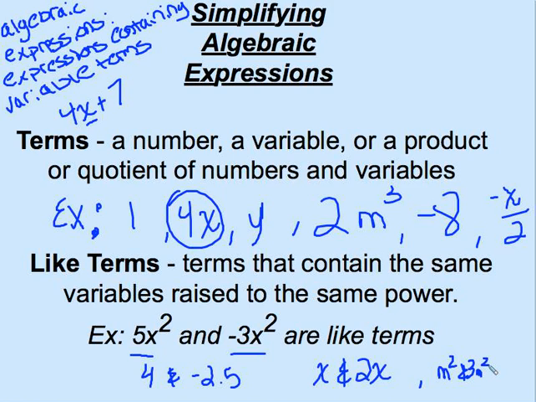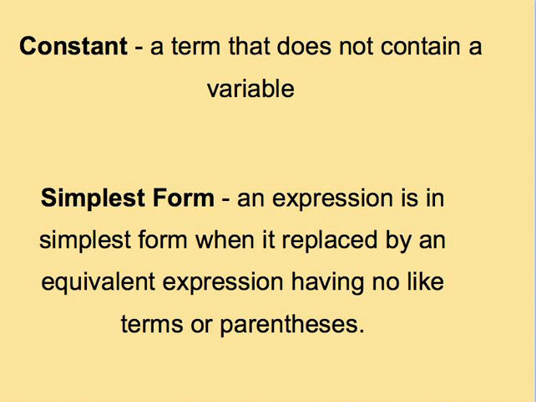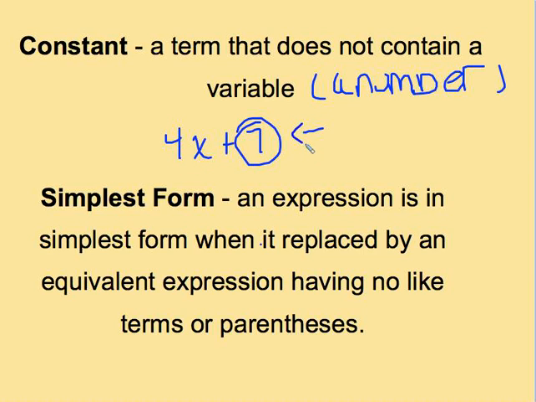Alright, let's get into some more vocabulary. A constant is a term that does not contain a variable. So this is just a number. In the expression that we looked at earlier, 4x plus 7, 7 is the constant, meaning it is a number that stays the same, it never changes, it never varies. 4x can change or vary depending on what x is. If x is 1, then that term becomes 4. If x is 2, then that term becomes 8.